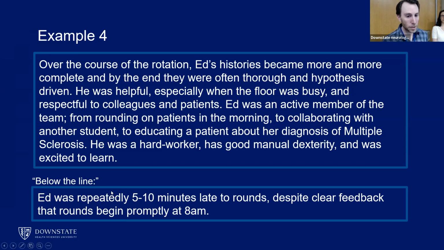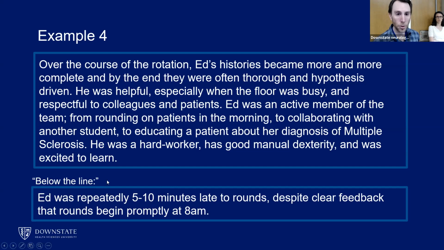And for those of us who are residents or faculty members who write narrative evaluations and fill it out in the Qualtrics form, you're not going to see this. That's okay. This below-the-line comment is specific for preceptors. It allows a preceptor to note if there was a small instance or a recurring instance. So Ed was repeatedly 5 to 10 minutes late to rounds, despite clear feedback that rounds begin promptly at 8 a.m.